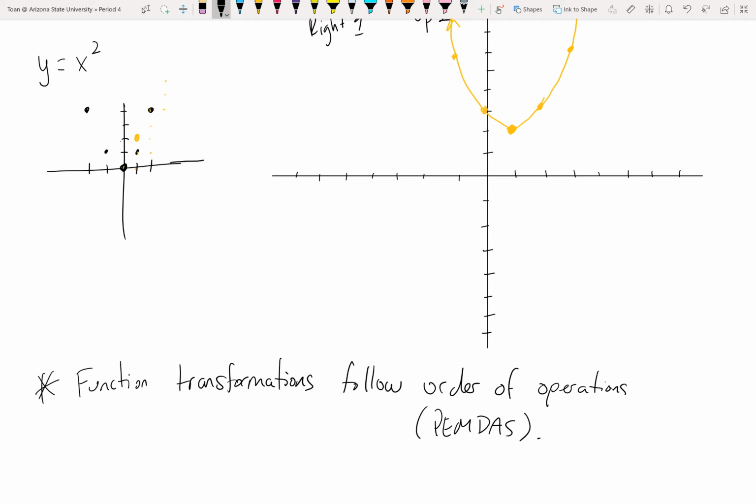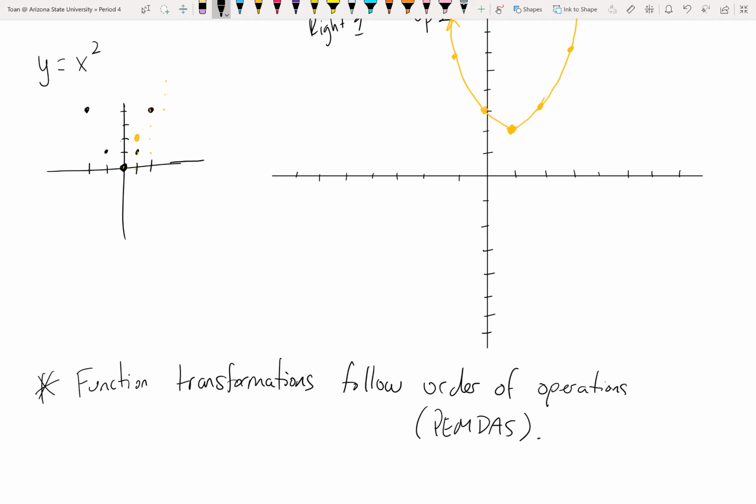Right? So the rule of thumb when it comes to function transformation, scaling always goes before translation. So if you have a vertical scale and then shift left, right, up, down, you always do the scaling part first before you do the shifts. Okay? Same thing with flips, reflections. Reflections are multiplying by a negative. So you do scalings and reflections first before you do shifts. Okie dokie?